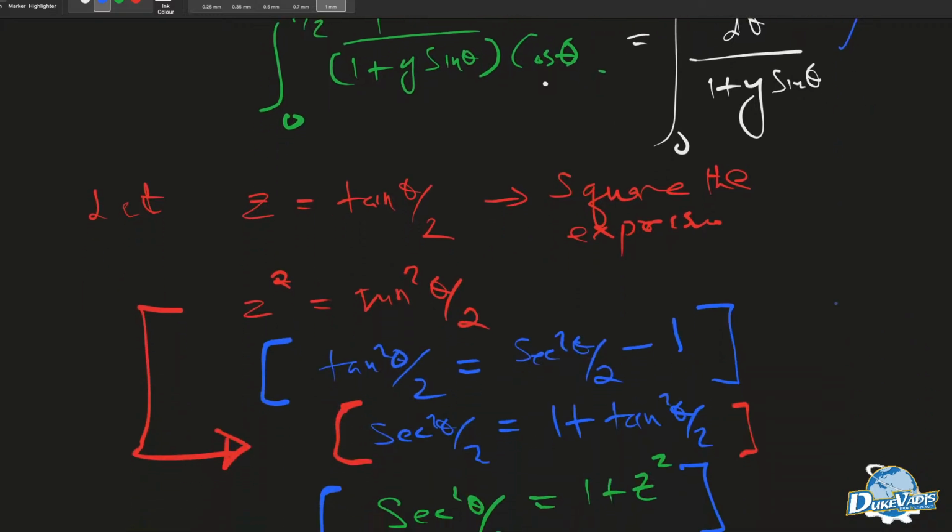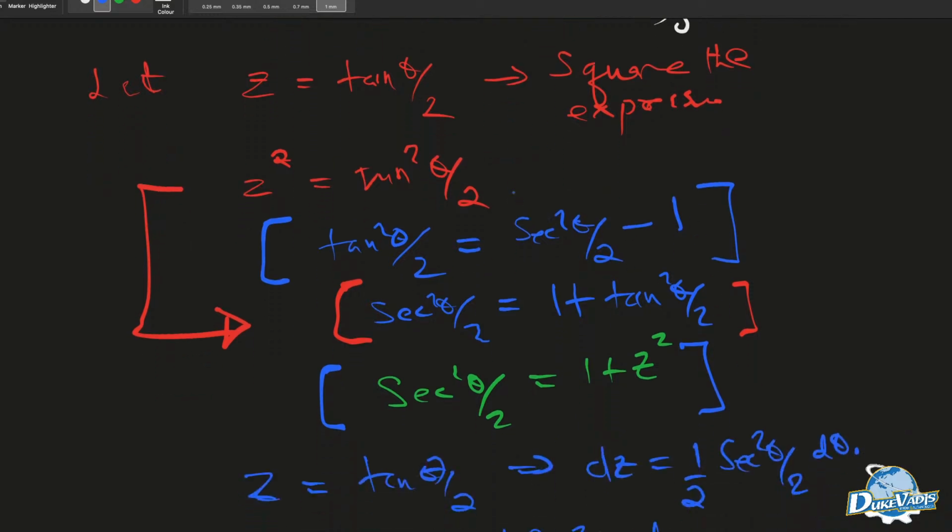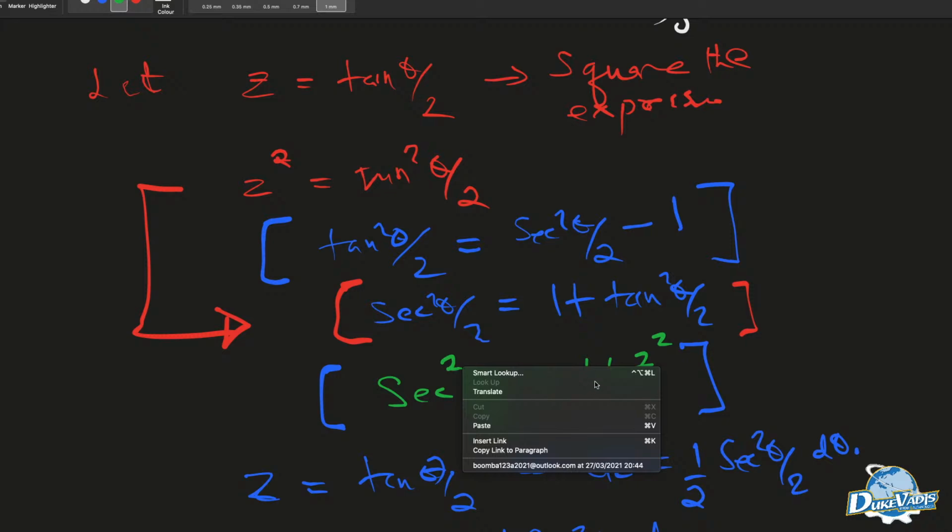All right, now we made an assumption saying let z be equal to tan theta over 2. Then we squared, and we have z squared is equal to tan squared theta over 2. Then tan squared theta over 2 is sec squared theta over 2 minus 1. Then we made sec squared theta over 2 the subject, and that gives us 1 plus z squared.